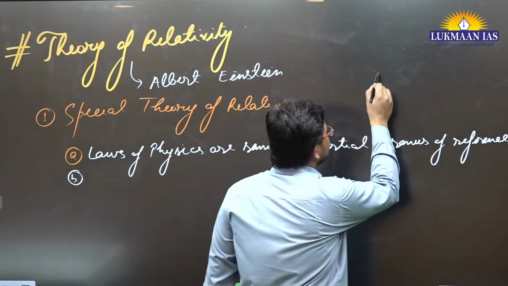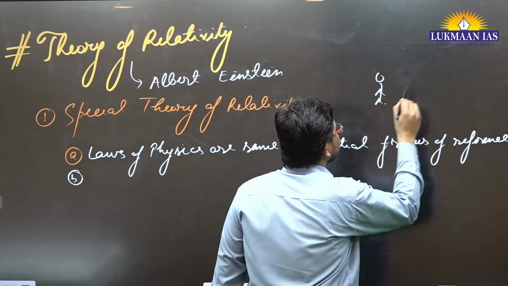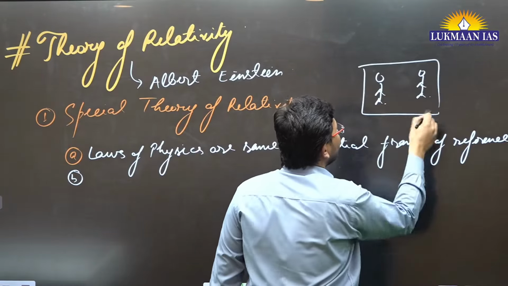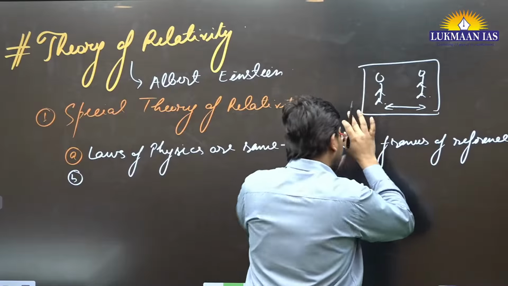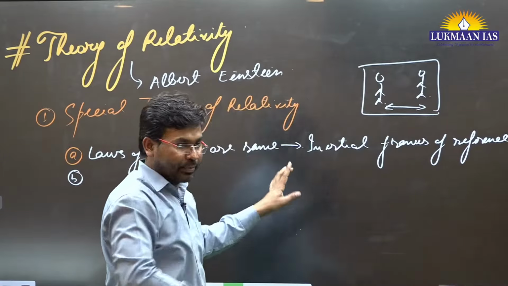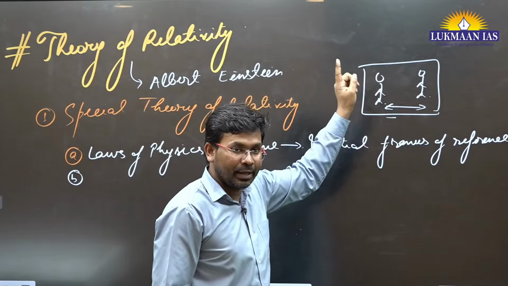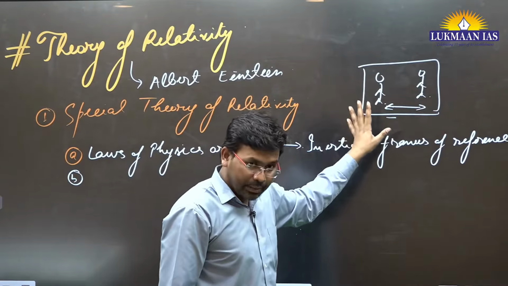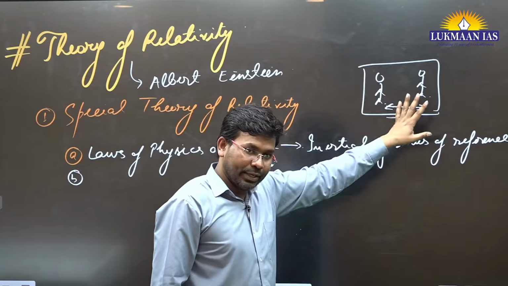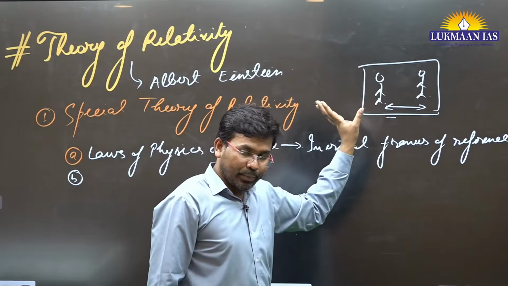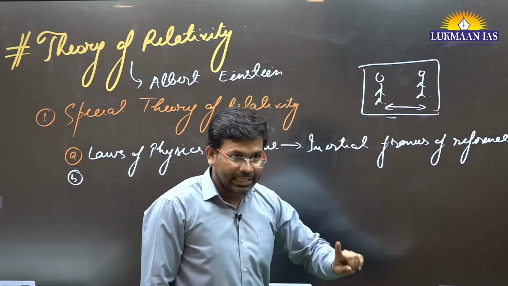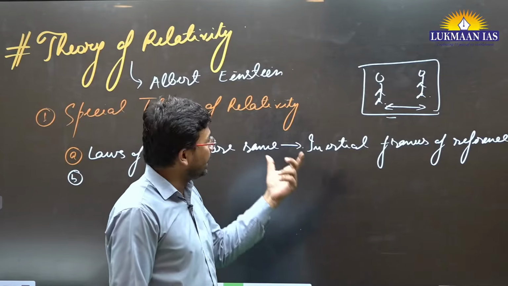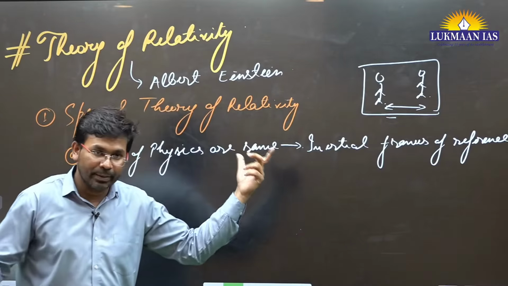Frames of reference means, let's consider there is a person like this, and another person like this. The thing is relative to one another. We see both of them in one frame; it can be a train with a person, or a car with a person. If one of them is constant and the other is moving, or both are moving relative to one another, either at rest or moving with uniform speed or velocity, that will be considered inertial frames of reference.